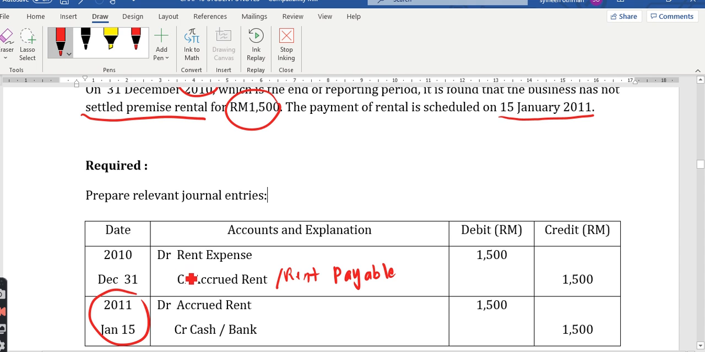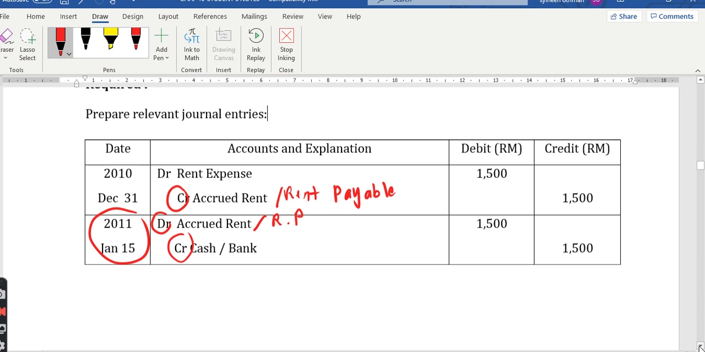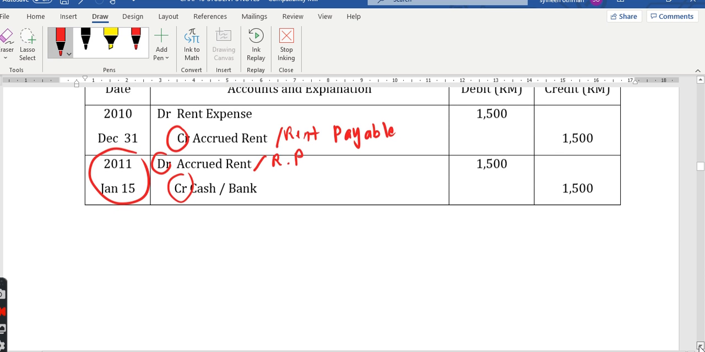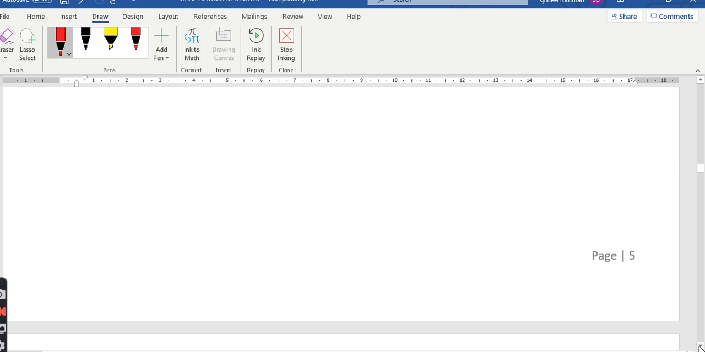So earlier you credited the accrued rent. When I made the payments for this accrued rent, that means the account no longer exists. So I will debit the accrued rent or the rent payable, and I will credit either cash or bank with the same amount. This is how you go about recording your accrued expenses or your payable expenses. Okay, next.